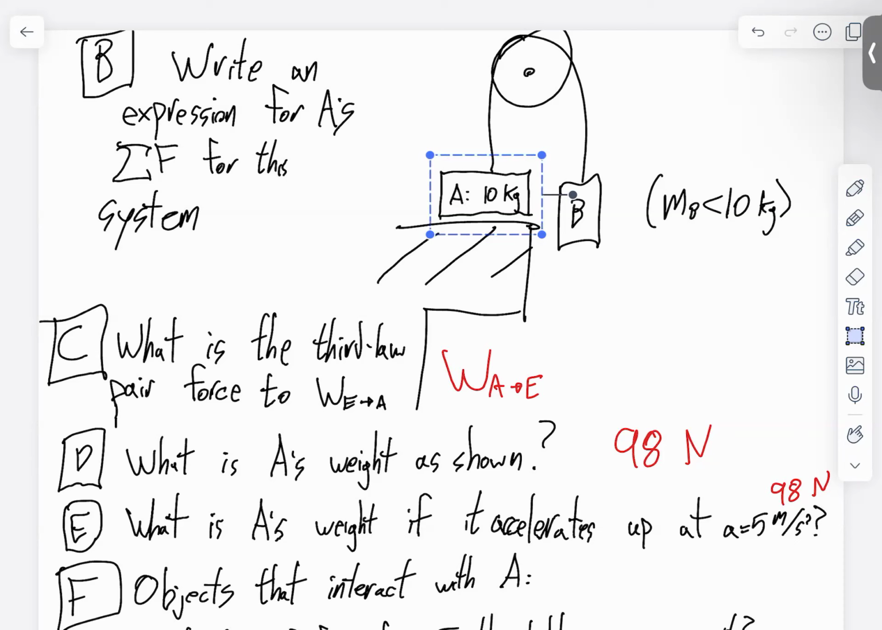Does B interact? B interacts with the rope, which interacts with A. B indirectly exerts, but I'm going to say no. B does not touch A.